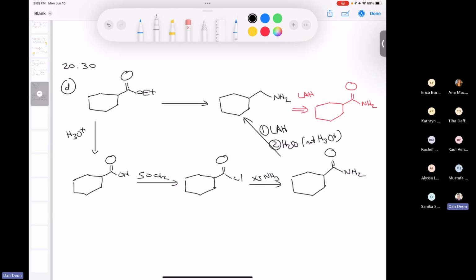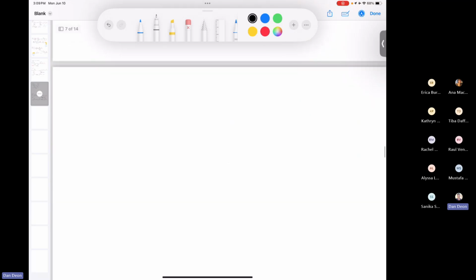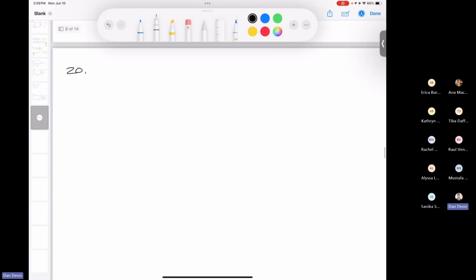Let's take a look at a couple other ones. Okay, let's take a look at 20.32. So this is 20.32A. We're starting with benzoic acid.